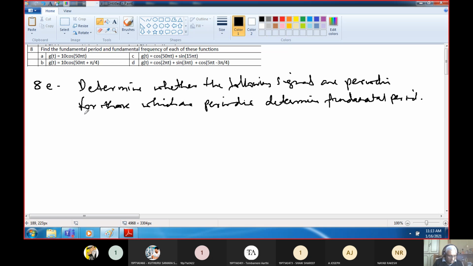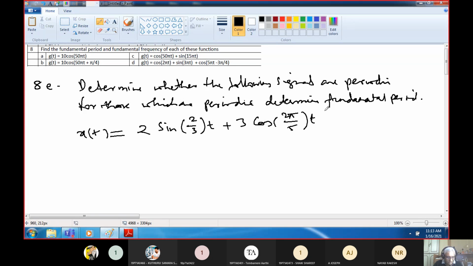So I'm giving you the problem here. X of t, I told you it can be anything, g of t, x of t, that is not at all important here. 2 sine 2 by 3 of t plus 3 cos 2 pi by 5 into t. So you have to tell whether this signal is periodic or not. If it is periodic, what is the time period? Okay. Now then I will give you one more problem.